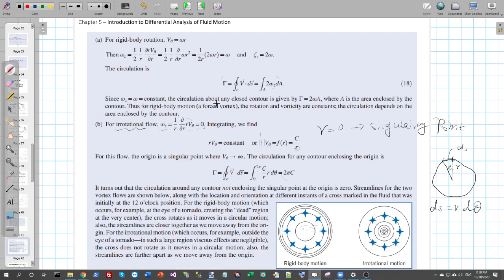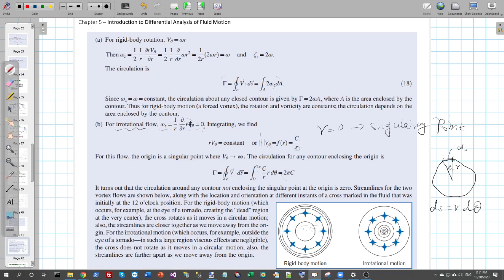The second case is where we want to find a flow field so that the flow becomes irrotational. What does irrotational mean? It means that omega equals 0, and this is the omega we found. So for irrotational flow, this omega has to be equal to 0.